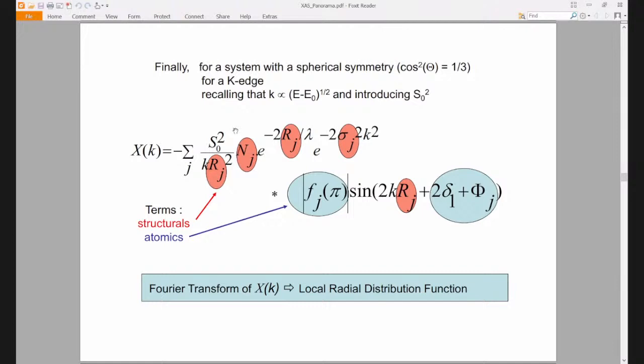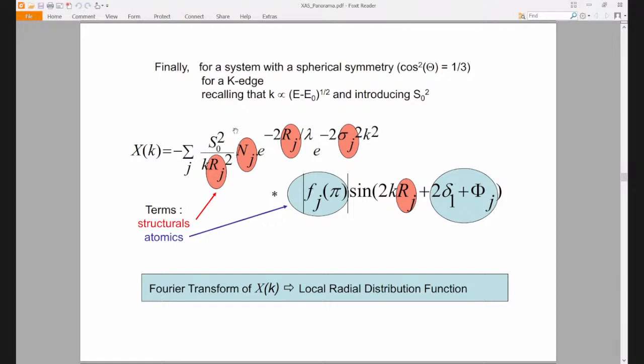You can just calculate the R here, the number of neighbors, and the Debye-Waller factor. So it means that's why it's a structural tool. And you have to sum over several atoms around the central one, what is called the central atom, which has absorbed the photon. But if you know the blue, you know the red.